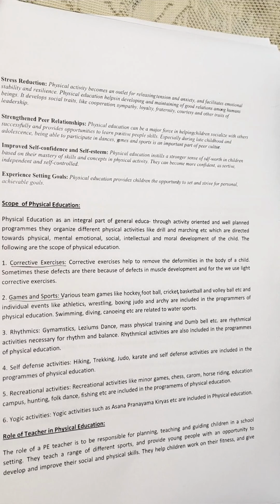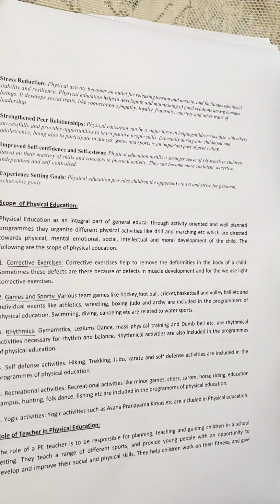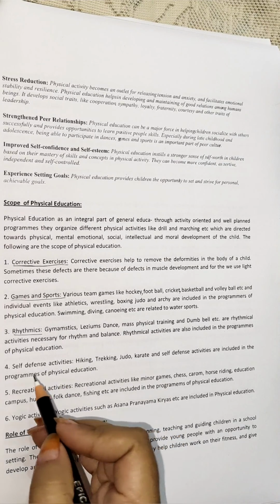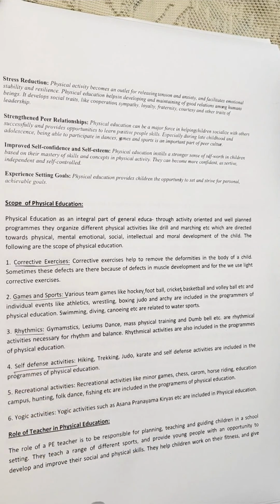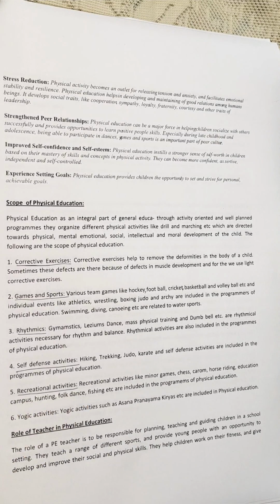Swimming, diving, canoeing, etc., are related to water sports. Rhythmic gymnastic lessons, dance, mass physical training, and dumbbell, etc., are rhythmical activities necessary for rhythm and balance. Rhythmical activities are also included in programs of physical education. Next is self-defense activities. Hiking, trekking, judo, karate, and self-defense activities are included in the programs of physical education. Recreational activities like minor games, chess, carom, horse riding, campus hunting, folk dance, fishing, etc., are included in the programs of physical education.